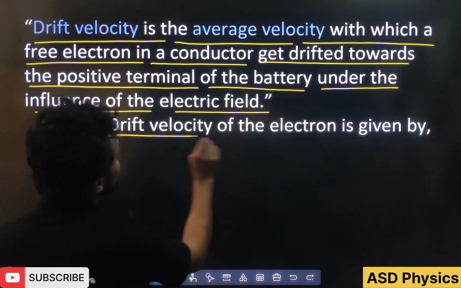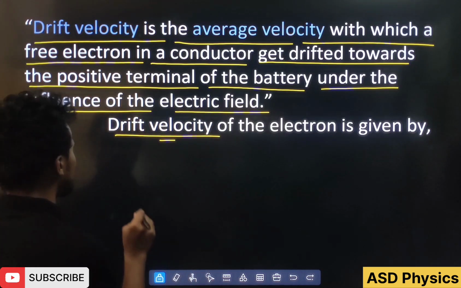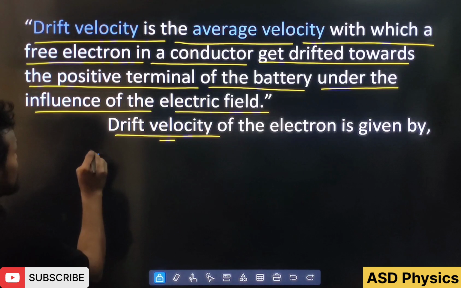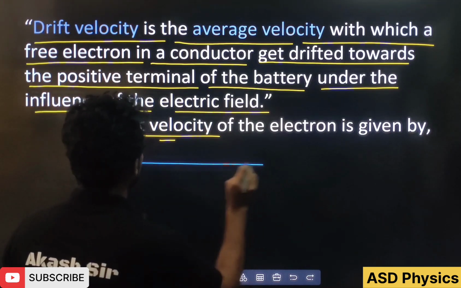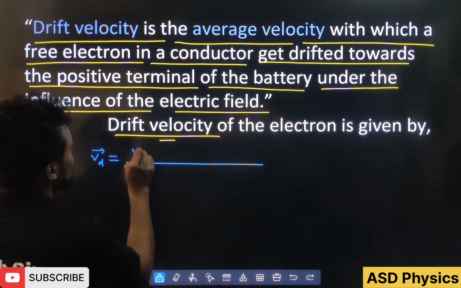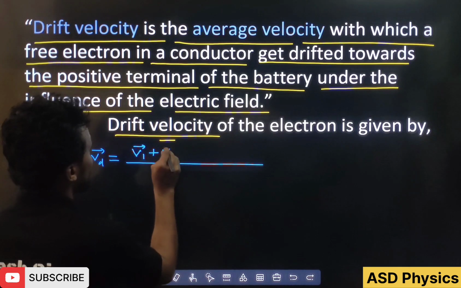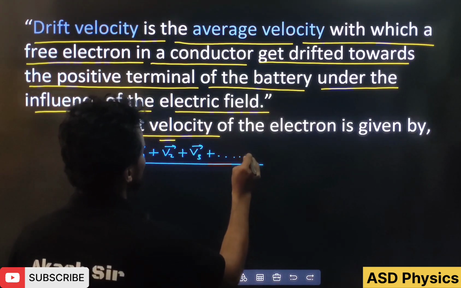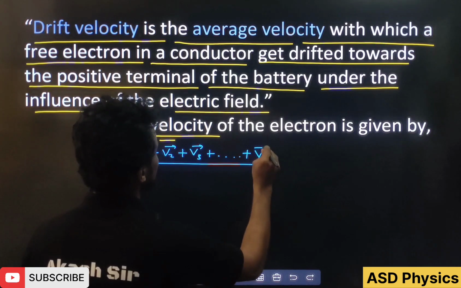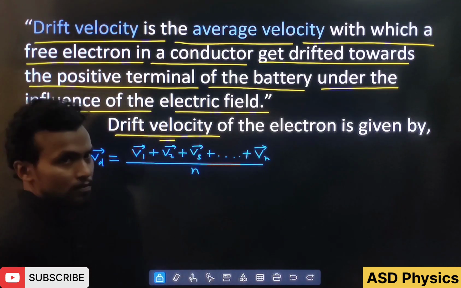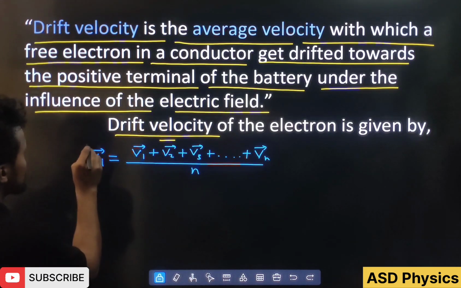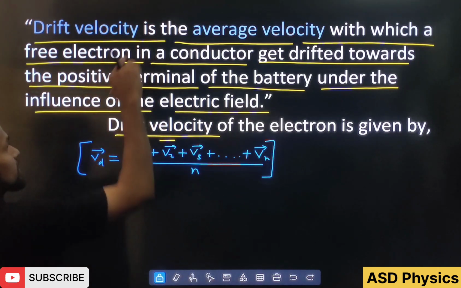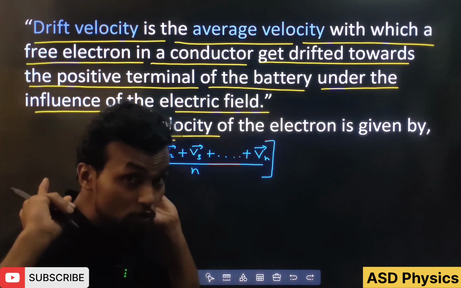So the drift velocity of the electron is given by, remember that here, students, see the formula. This Vd is equal to, what is there? After the first collision, the velocity of the electron is V1. After the second collision, V2. After the third collision, V3. Let's take after the nth collision, Vn, divided by n, the number of collisions. Okay, so this is the general formula. If they ask the drift velocity definition in formula, write the definition and write this formula. But we are doing the derivation.